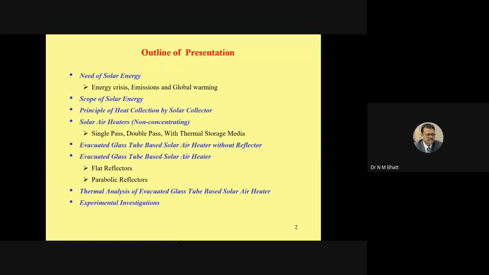Then briefly I would be discussing the prior art, that is, what types of existing solar air heaters are available, which are of course non-concentrating type, because normally these heaters are designed to deliver heat in the temperature range of around 70 to 80 degrees centigrade. Then myself and my students are mainly working on the evacuated glass tube based solar air heater.